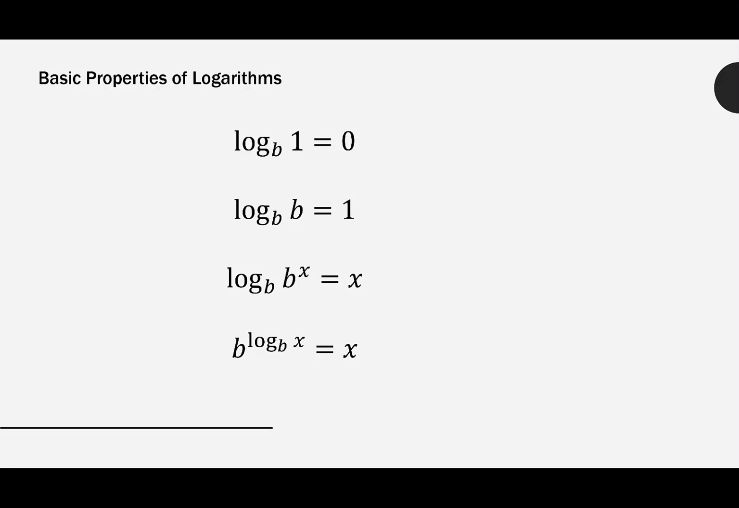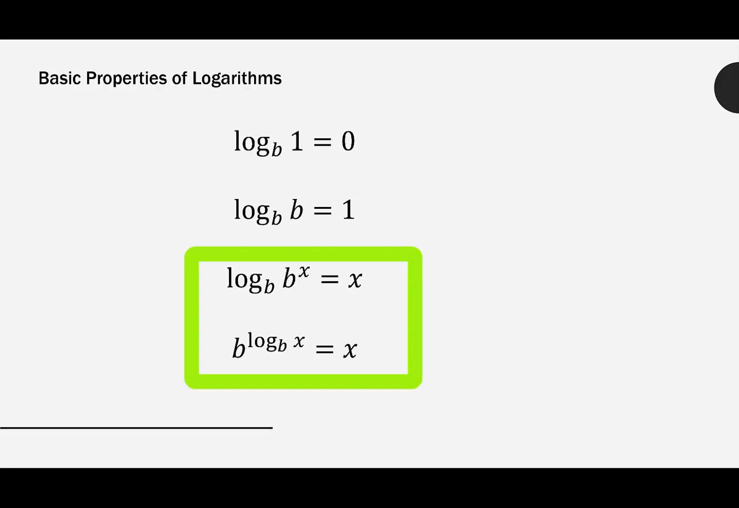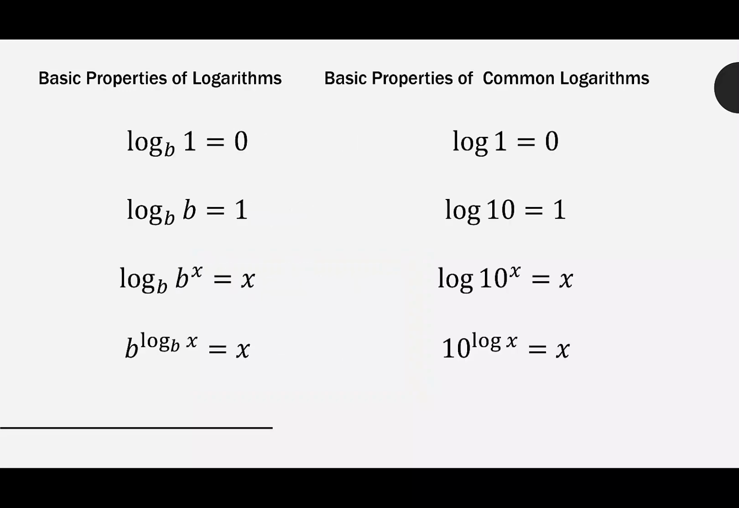The log base b of b to the x is equal to x. Then b to the log base b of x is also equal to x. So here we really see the inverse properties of logs and exponentials. If we apply these rules to the common log, that says the log of 1 is 0, log of 10 is 1, log of 10 to the x is x, and 10 to the log of x is x.